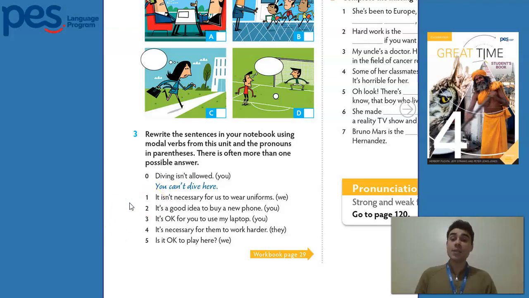Now, 2. It's a good idea to buy a new phone, and the pronoun is you. Again here, it's a good idea. What is the modal verb that we can use to express it's a good idea? If you can't remember, go back to the rules and check. 3. It's okay for you to use my laptop. So here, it's okay for you. What does it mean? That the person is giving permission. What is the modal verb that we use to give permission?